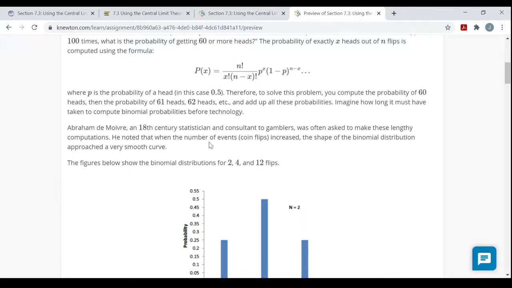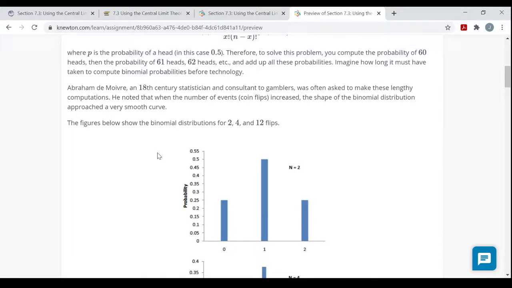He noted that when the number of events, the number of coin flips, increased, the shape of the binomial distribution approached a very smooth curve, and actually a bell curve. So I guess this is how this ties into the central limit theorem. Remember, this number of trials here can be thought of as our sample size, and as the number of trials or the sample size increases, the distribution gets closer and closer to being normal. So I guess that's how this ties into the concept of the central limit theorem.